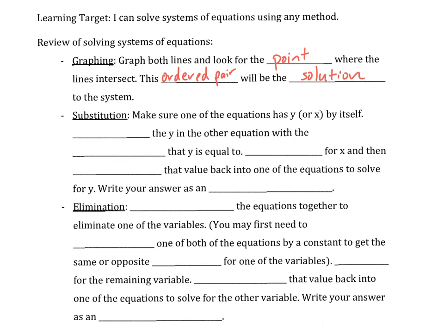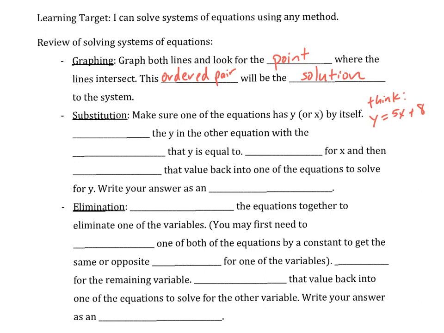Okay, pretty straightforward. Now for substitution, we have a few more steps. So the first thing we need to do is double check and make sure that one of the equations has y or x by itself. So think, it's something in the form y equals 5x plus 8. Anything similar to that, y equals something. Now the other one could also look like that, or it could be written in standard form. Remember, this is what we call slope-intercept form.